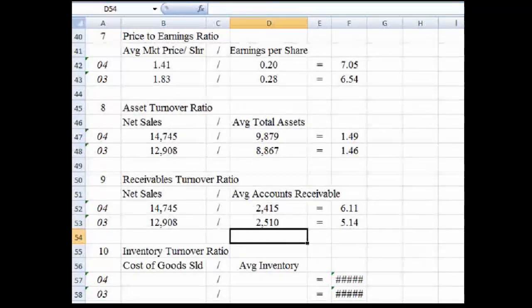The 6.15 result for 04 indicates that the company turns over its receivables a little over 6 times per year. In 03, it was a little over 5 times per year. That should be regarded as improvement.